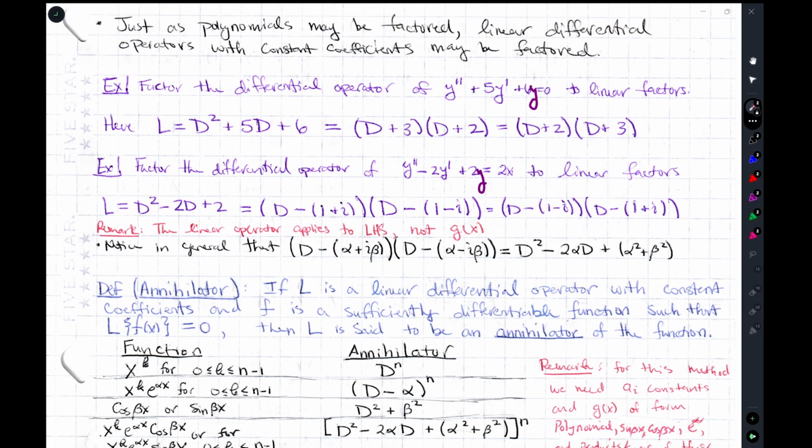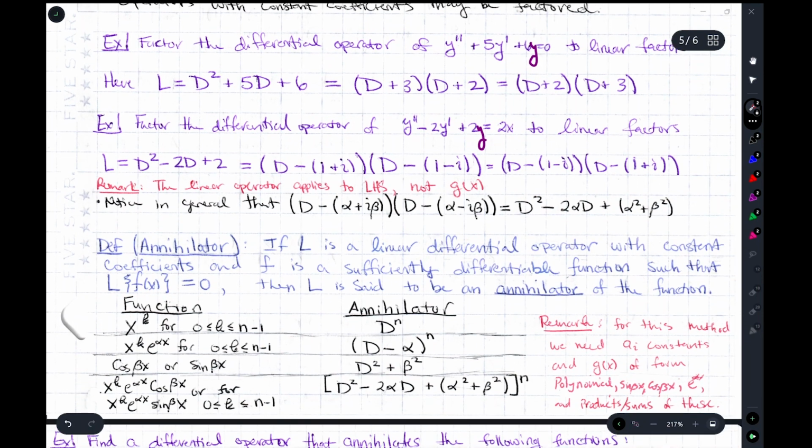All right, so let's consider this definition here of the annihilator. If L is a linear differential operator with constant coefficients and f is a sufficiently differentiable function such that L acting on f is equal to 0, then L is said to be an annihilator of the function f. So what does an annihilator do? It annihilates a function. And what does it mean to annihilate a function? That when you operate on it, you get 0. So here are some common functions that we'll be considering for the method of undetermined coefficients.